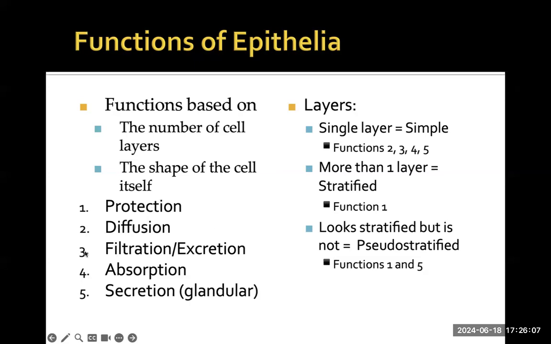The numbers on these right here are going to be able to be followed over here. So anything that's a single layer, which is simple epithelia, can function as 2, 3, 4, or 5, that means it could either be for diffusion, filtration, excretion, absorption, or secretion. And again, that's going to depend on where it's going to be found. Anything that's going to be more than one layer, stratified, is always for protection. And then something that looks stratified but is not, is pseudostratified. It is either going to be for protection or secretion.